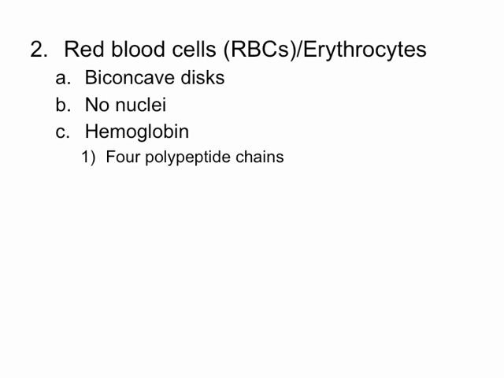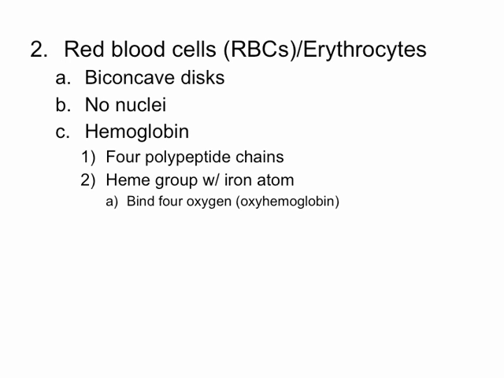Hemoglobin is made up of 4 polypeptide chains. And I think we actually mentioned hemoglobin when we did some of the organic chemistry at the very beginning of the semester. Hemoglobin is going to have a heme group that contains an iron atom. Each of the hemoglobin molecules can bind 4 oxygen. So each of those iron-containing groups can bind 1 oxygen molecule. When it is bound to oxygen, we call it oxyhemoglobin.